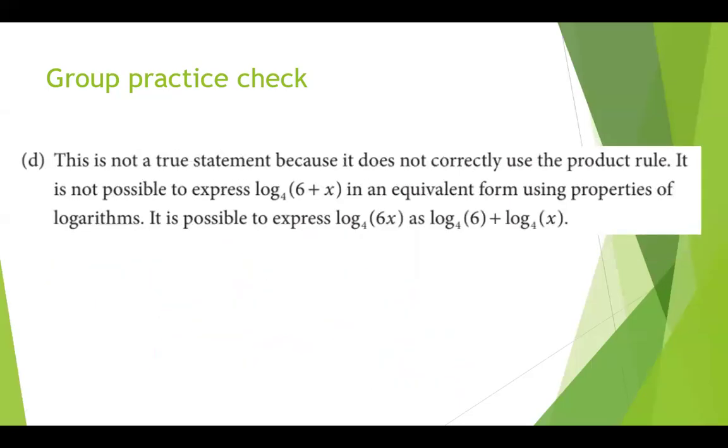All right. D. It's false. It is not the correct use of the product rule, right? The logs have to be adding together, not the argument.